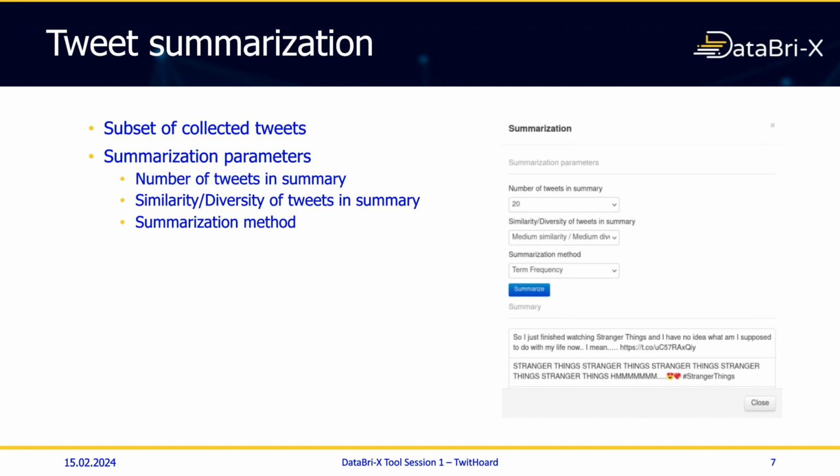Tweet summarization is another ability that the Twit Hoard user has, where summarization here is defined by the process to have a subset of collected tweets that is considered representative of the collection set. It is up to the Twit Hoard user to define how many tweets the summary has to have, whether the tweets in the summary need to be on the similar side, closer to the similar side, or towards the diverse side, and the method which takes into account the terms appearing in the tweet texts. The methods can be term frequency or term frequency inverse document frequency.